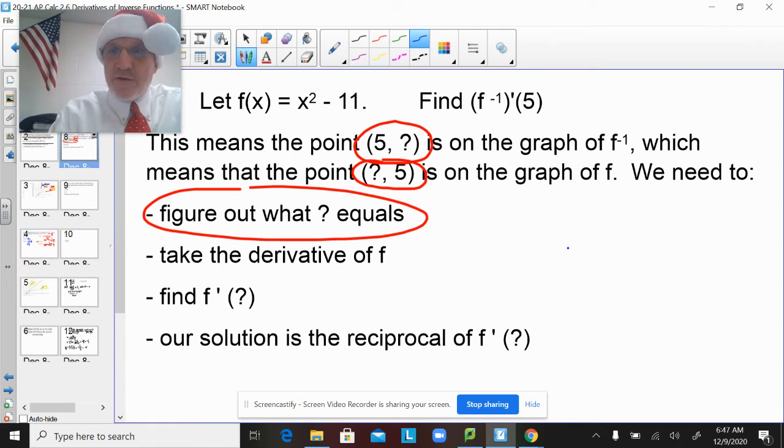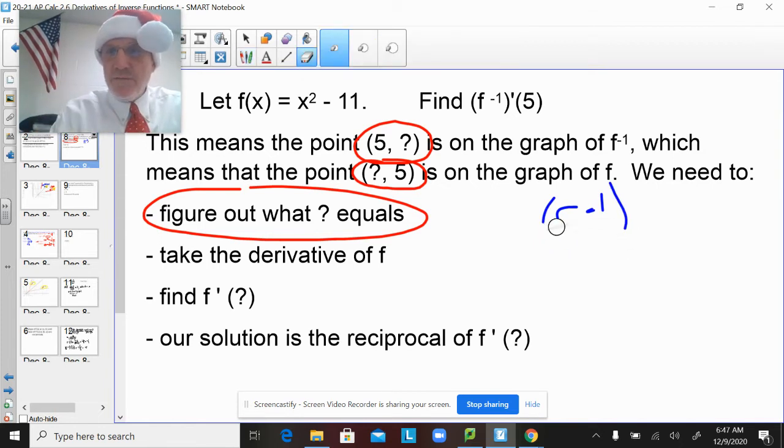I'm not going to do the whole problem. Let's go back to what we just did. What if I was finding f inverse, and I'll come back to this problem in a minute. Actually, let me change letters here so it doesn't confuse you.